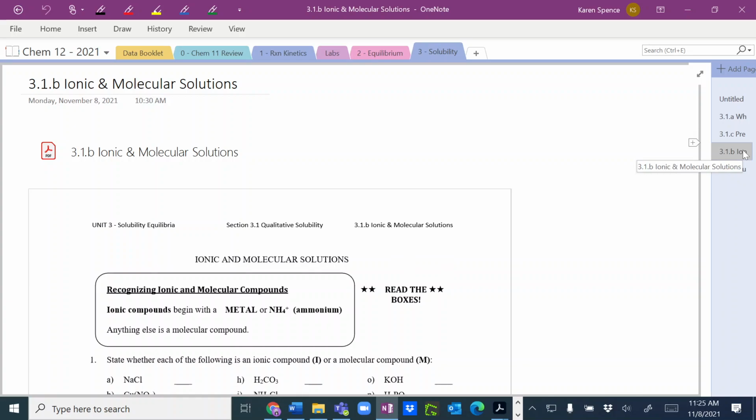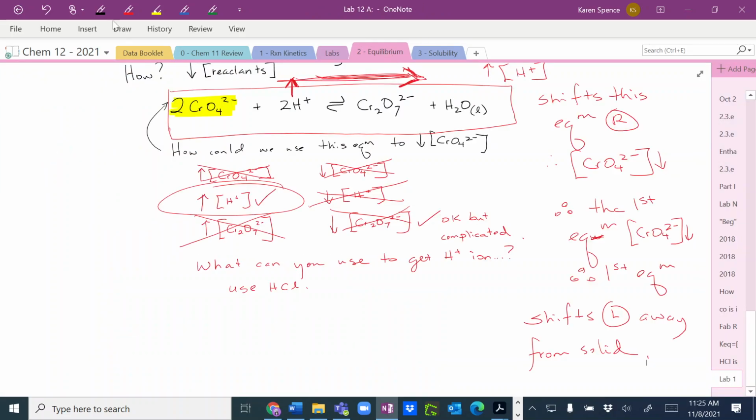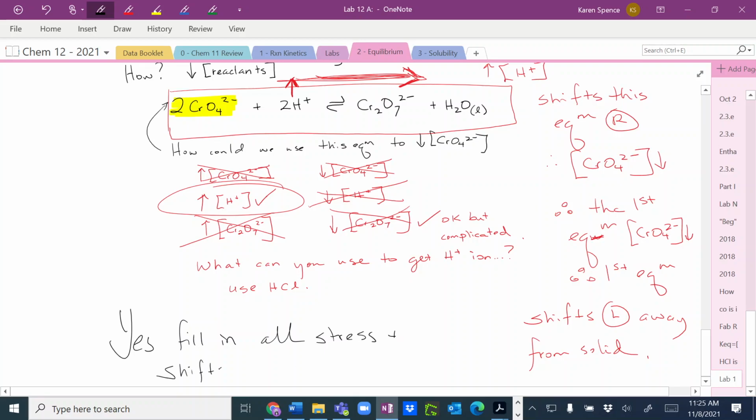Yes, you need to fill out all the stresses and shifts in your tables in the lab. Fill in all the stresses and shifts in the tables in the lab. Okie doke. All right.